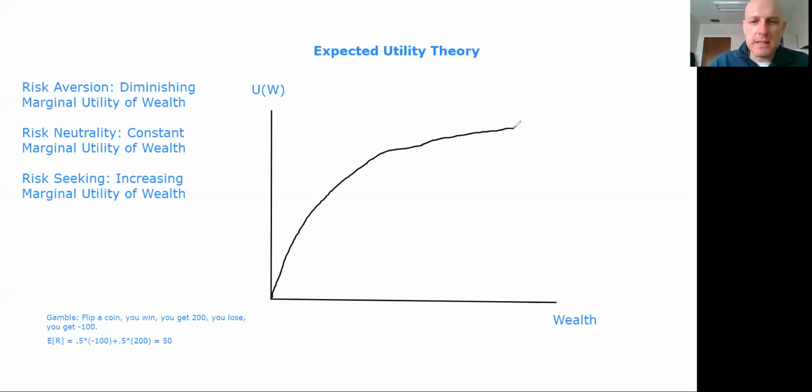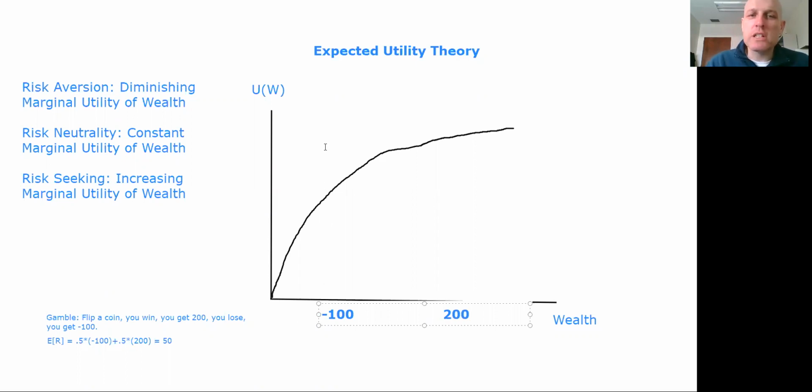Now let me explain something here. Suppose we have a gamble, and this is how we determine risk aversion. We have a gamble where we flip a coin. If you call it in the air and you get it correctly, you get $200. If you call it incorrectly, you lose $100, okay? So let's say that right here, you're going to lose $100, and over here, you're going to gain $200, okay?